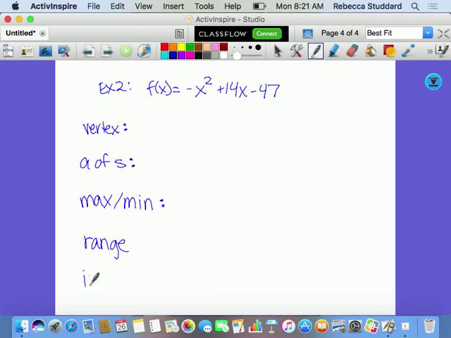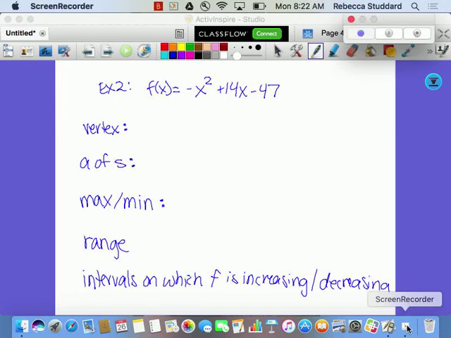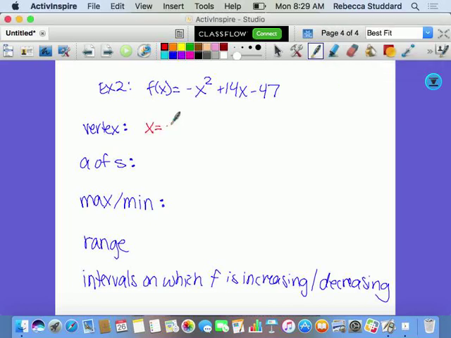And the intervals on which f is increasing and decreasing. So our vertex, we use that formula. The opposite of b over 2a. Our b is 14. Our a is negative 1. So that gives me 7.